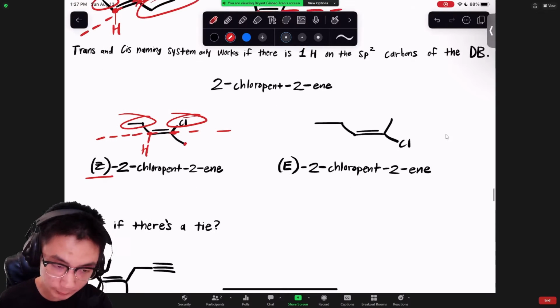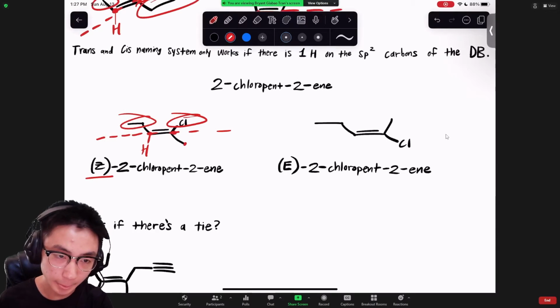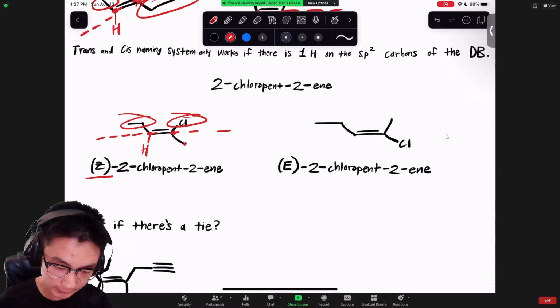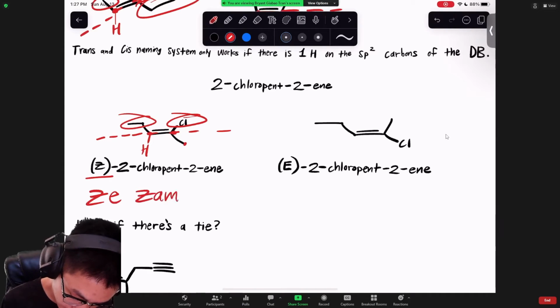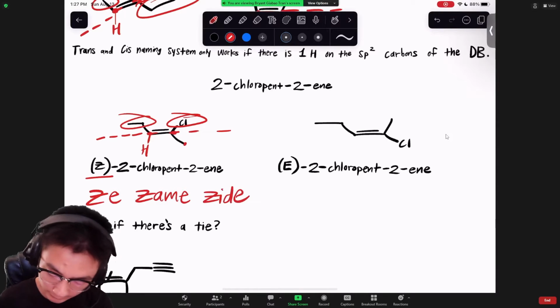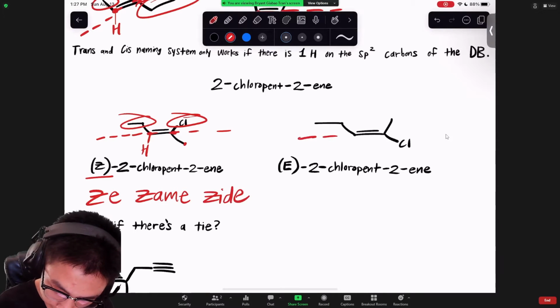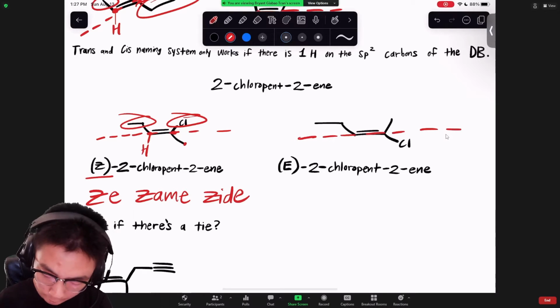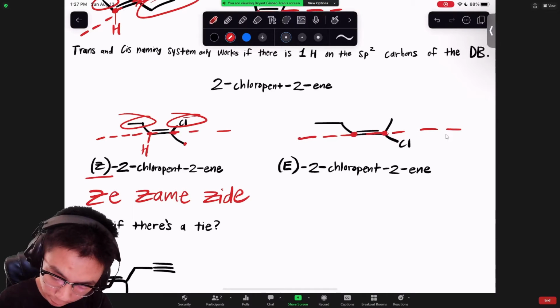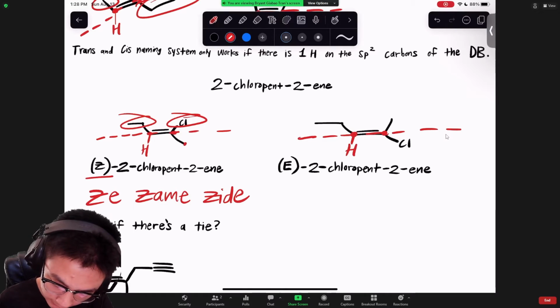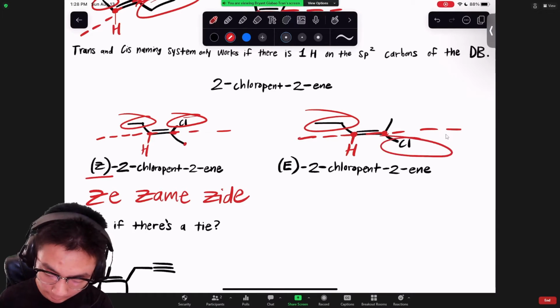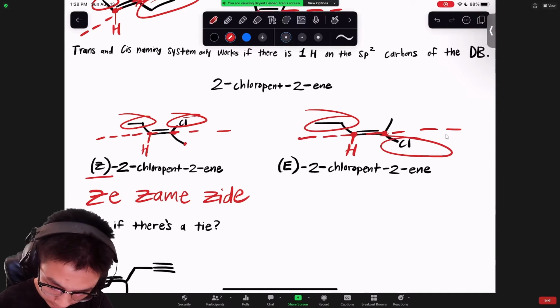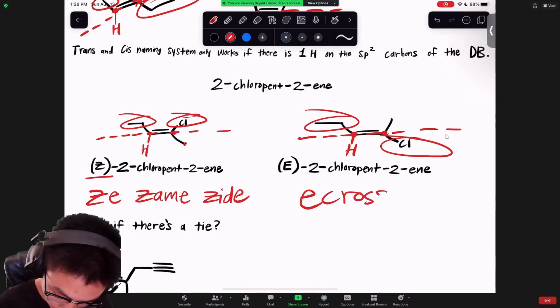And the way I like to determine if it's a Z or E isomer is that if the highest priority groups are on the same side, they are Z. And then let's do the other isomer. Cut through the double bond, determine which is our highest priority group. We see that this ethyl group is the higher priority group, this chlorine is the higher priority group. These two highest priority groups are across from each other, so they are the E isomer. They are E, cross, or across from each other.